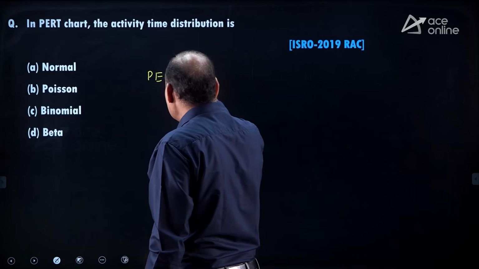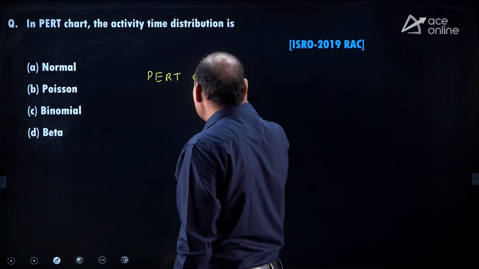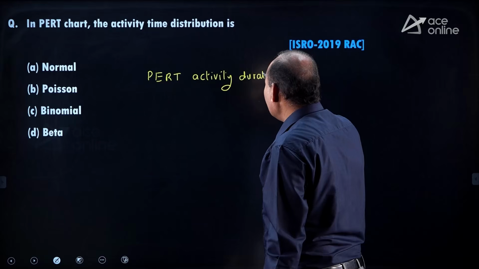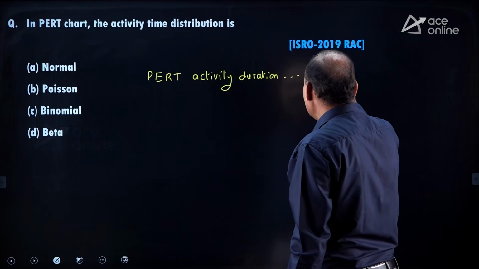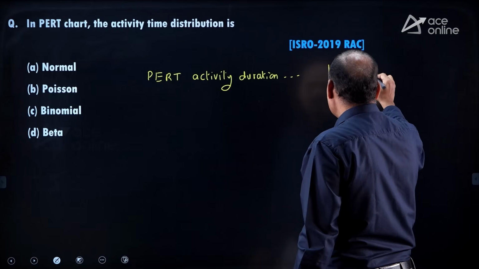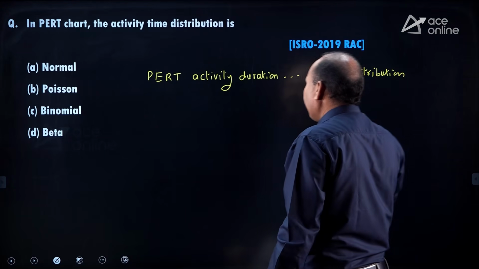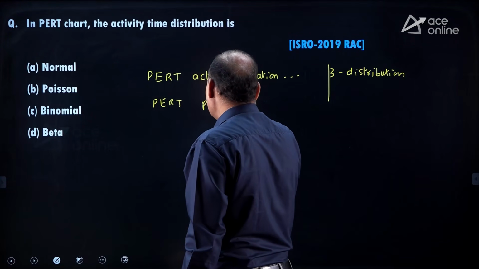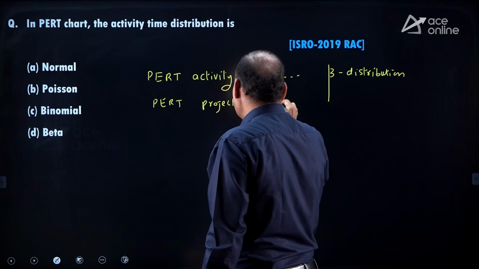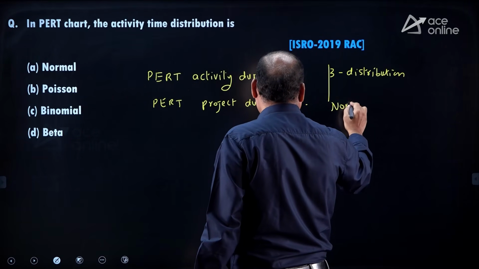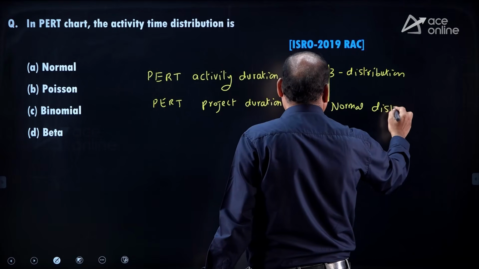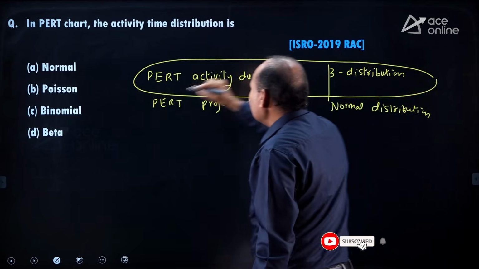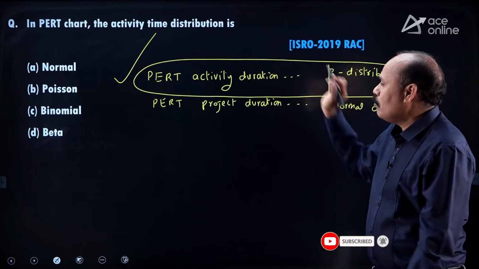And at least remember this: 99.99% you will be getting questions related to PERT activity only. PERT activity duration follows beta distribution. PERT project duration follows normal distribution. Just try to focus on this, because we may expect questions related to beta distribution only.